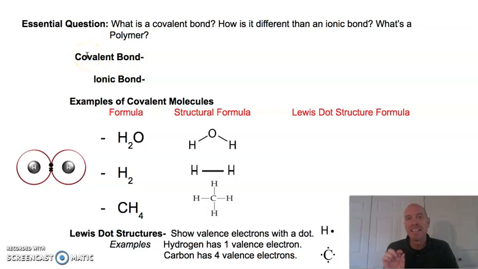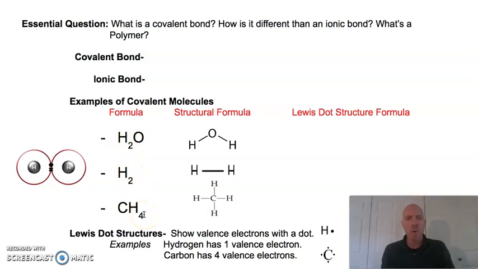Co means share, cooperate, coexist, coordinate. Co means share, and valent sounds a lot like valence, valence electrons. So, sharing valence electrons. The atoms will share valence electrons to fill their shells. So they get the octet rule by sharing electrons. Here are some examples: water, hydrogen gas, and methane gas.